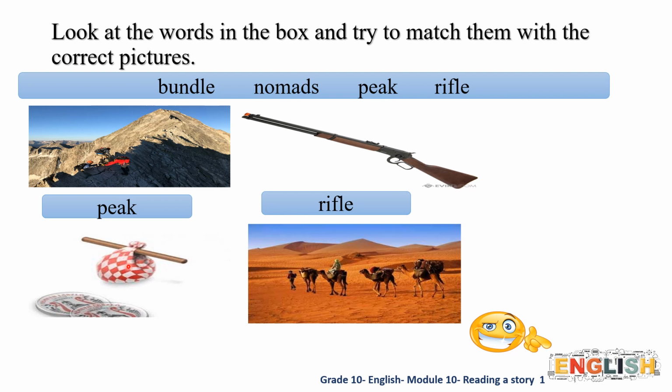A group of things that are fastened or tied together, like clothes, sticks, whatever. What do we call it? Excellent, it's a bundle. Look at the last picture. What are the people doing? Where are they? They are in the desert, right? What are they doing? They are traveling. Why are they traveling? To find a shelter, to find water, grass, or something like that. And those people are called nomads. Thank you very much.